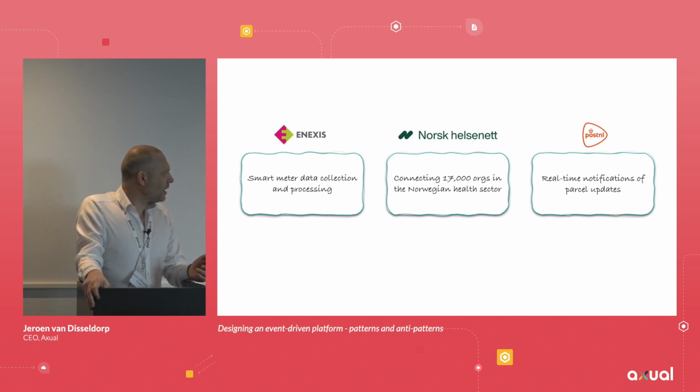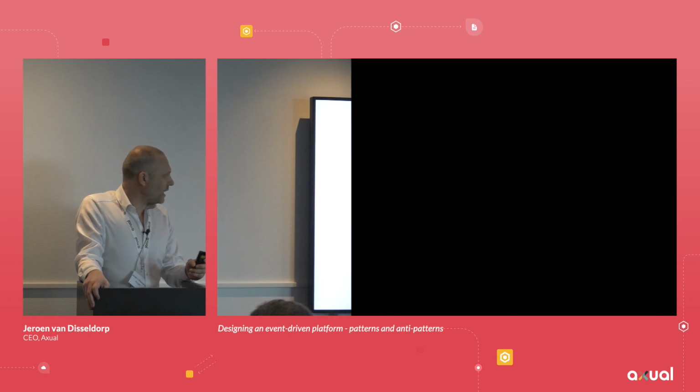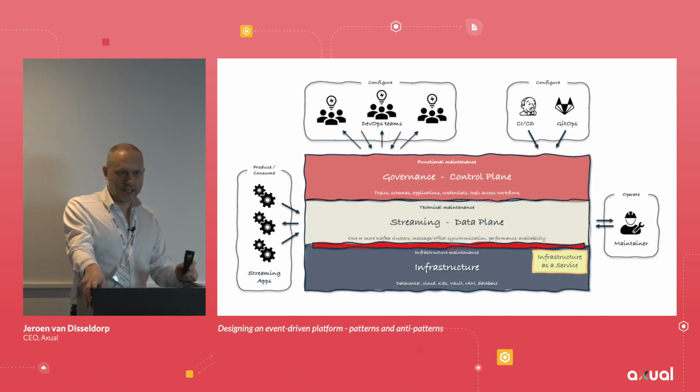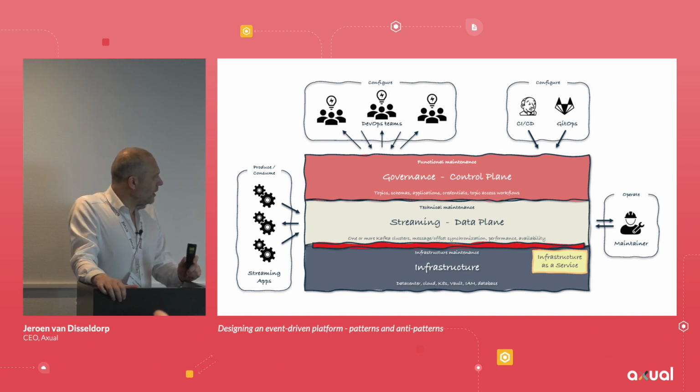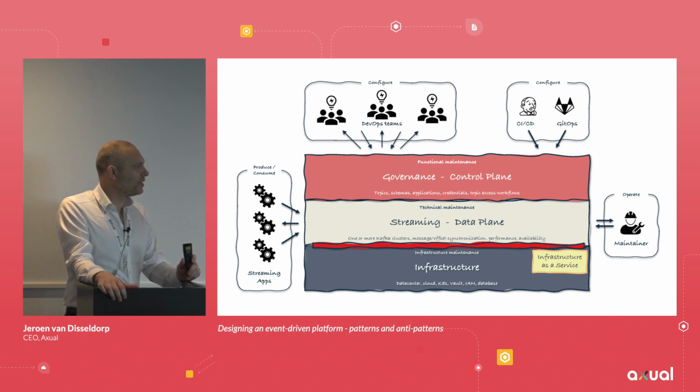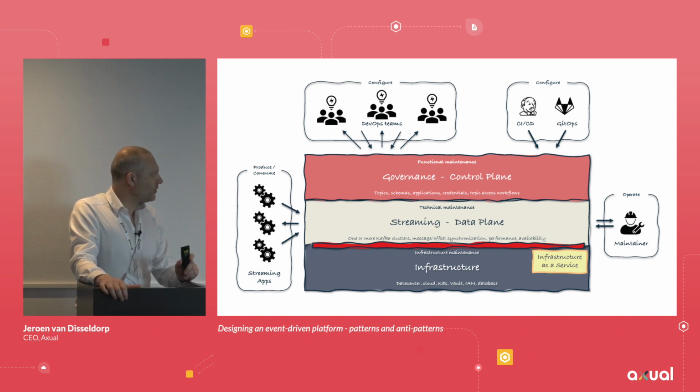So let's look at what a platform like this looks like. This is like a reference architecture. We usually build it up in 3 layers, where you have infrastructure at the bottom. On top of that, you have the Kafka layer, the streaming data layer. This is where data gets pushed around, but really in a technical sense. And on top of that, governance, because you need to control that data being pushed around.